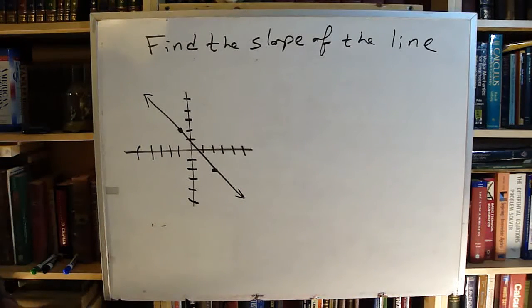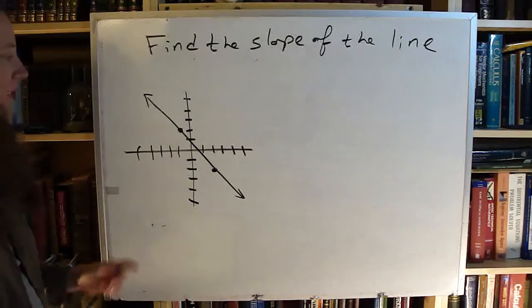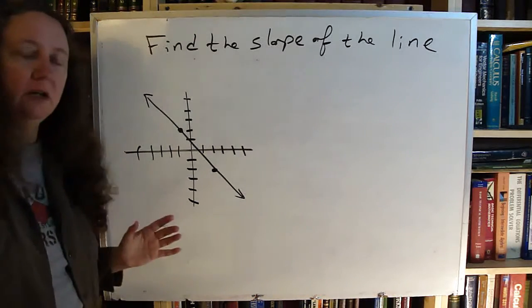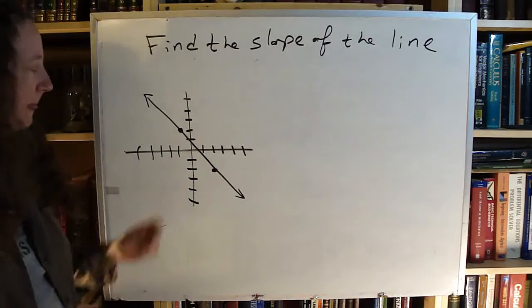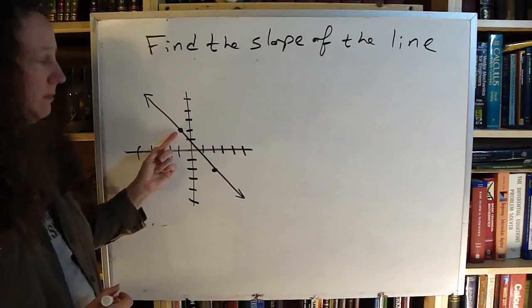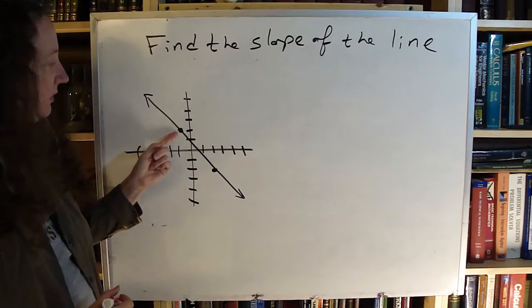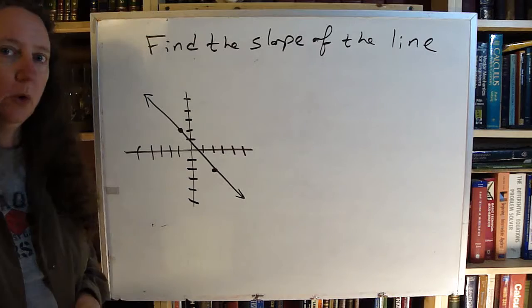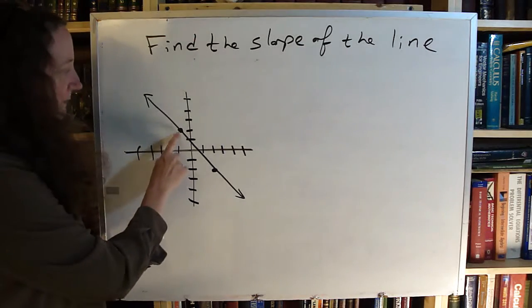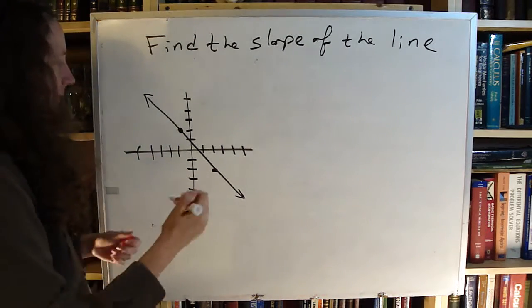Find the slope of the line. In this example, we're not given the actual points, we're given the line itself. But the book is being kind enough to give us a dot to use to find those points. So I'm going to find this point first.